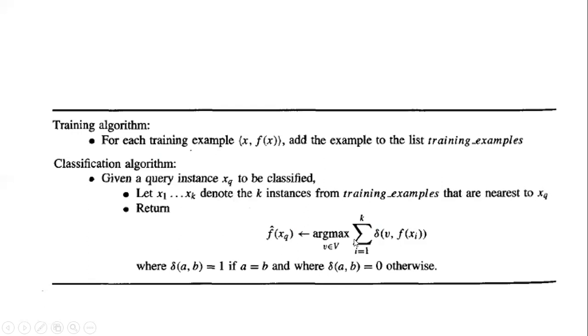Then you return the new category that you have defined. In our case, it was blue, right? It is the category to which our query instance is going to belong. What will that be? That will be the one which gets the maximum votes. This summation is to find the number of votes for every classification.